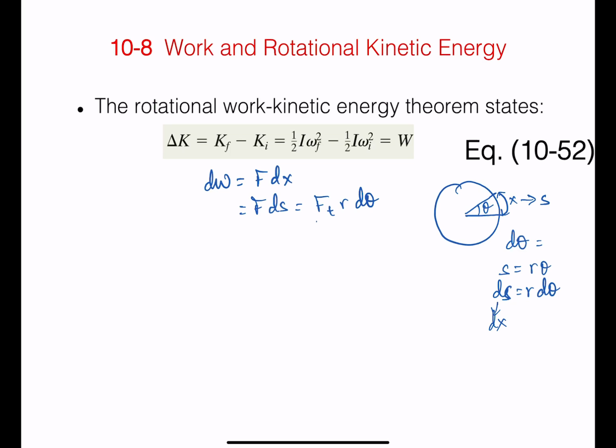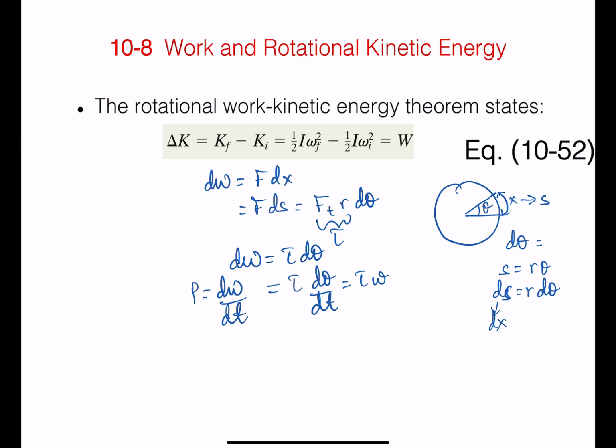So this is your torque. The change in work done is torque times d theta. So power P equals torque times d theta/dt, and d theta/dt is omega. So power equals torque times omega.